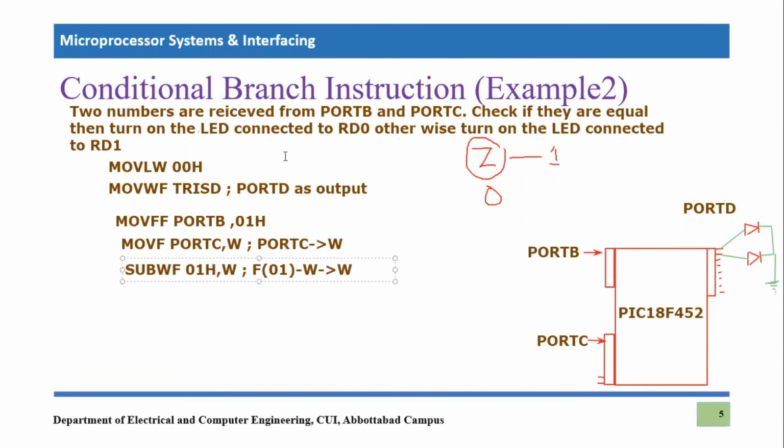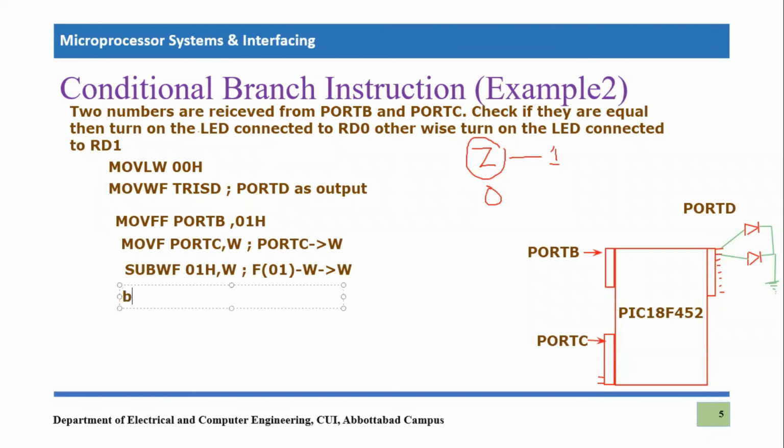The destination thing we have already discussed in so many instructions, like add working file or add working file with carry. So whatever the result stored in 01 hex, the working register will be subtracted from this value, and the result will go into the working register. You know that if they are equal, the result will be equal to 0, and if the result is equal to 0, there will be zero flag high.